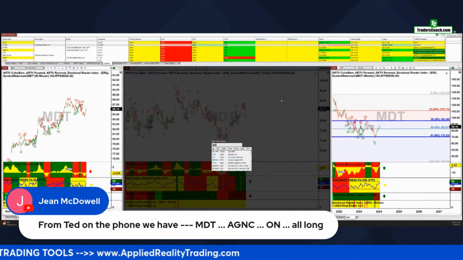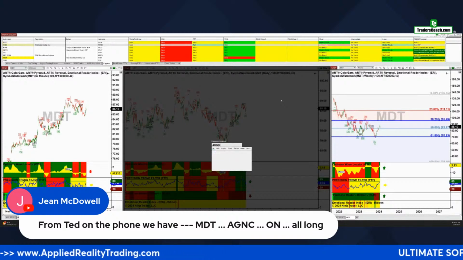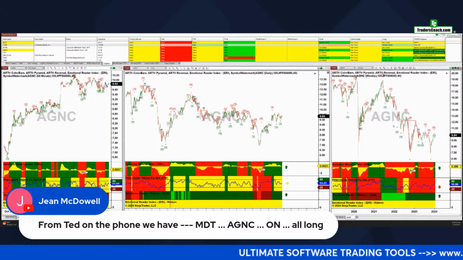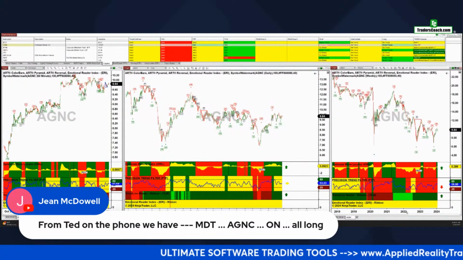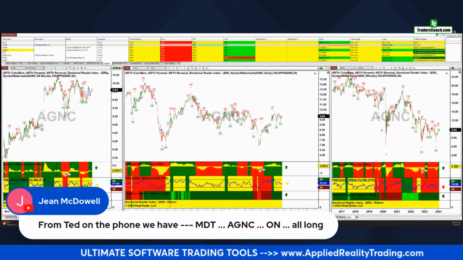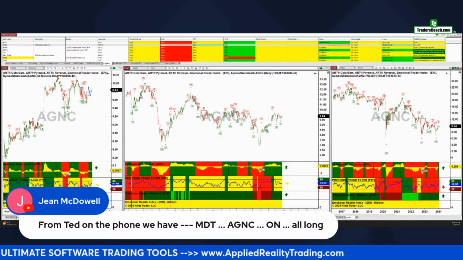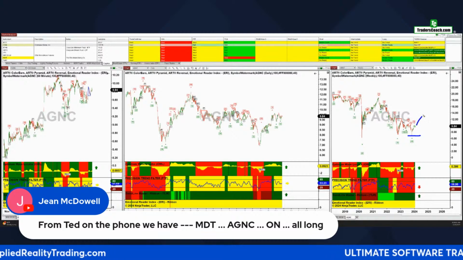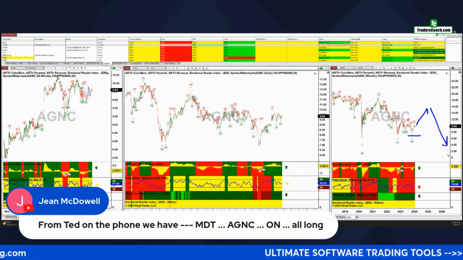Okay, AGNC, let's take a look at that. Well, you guys are coming up with some good ones here. All right, so red PTF right away jumps out at me on the weekly chart. So right away, that's telling me, according to the PTF, that we do not have a bottom in yet. Now, that doesn't mean we can't have a retracement up here before it does that, okay?